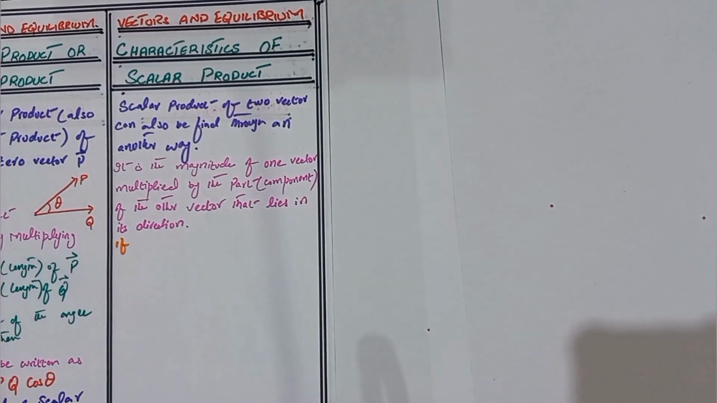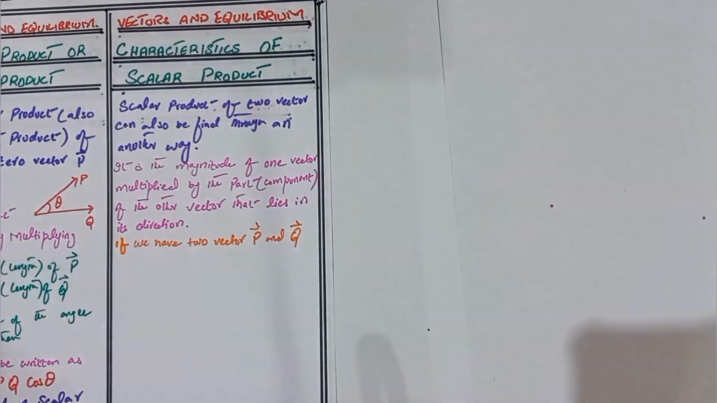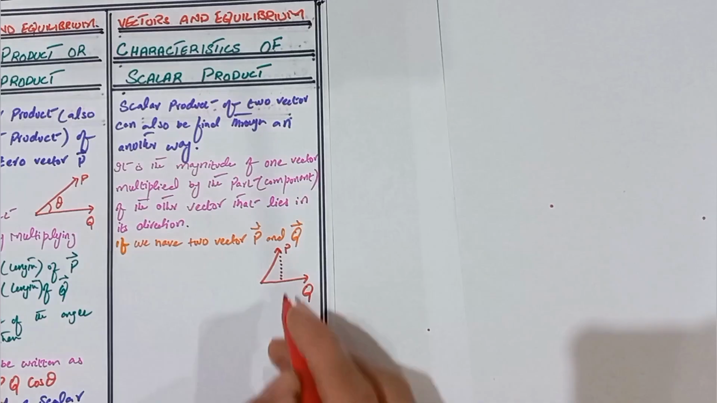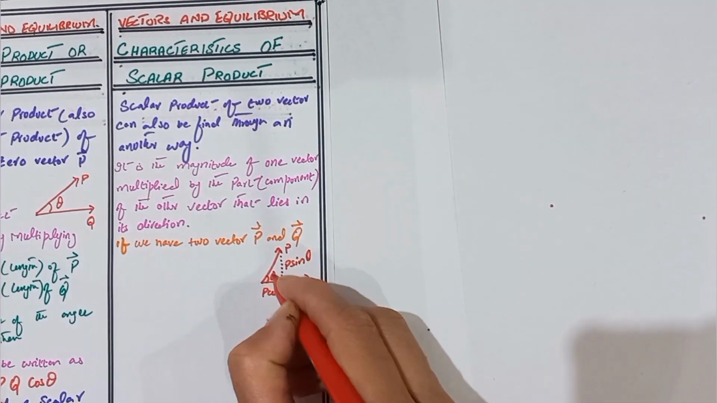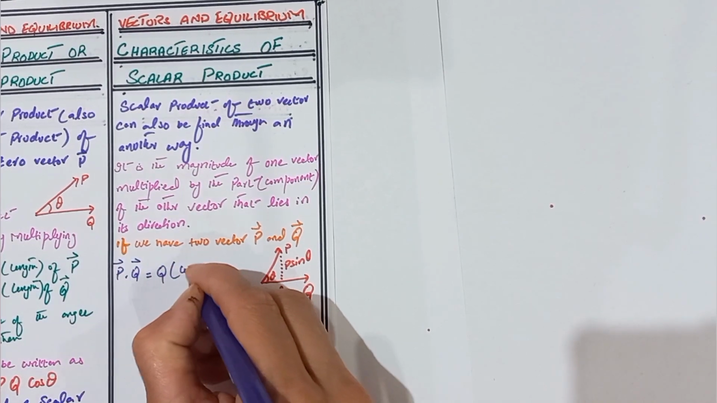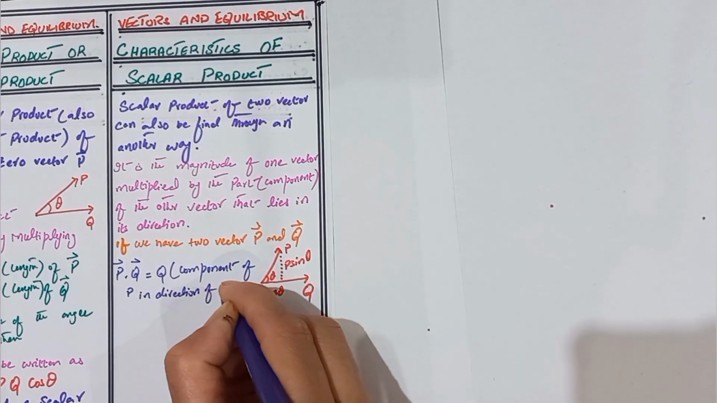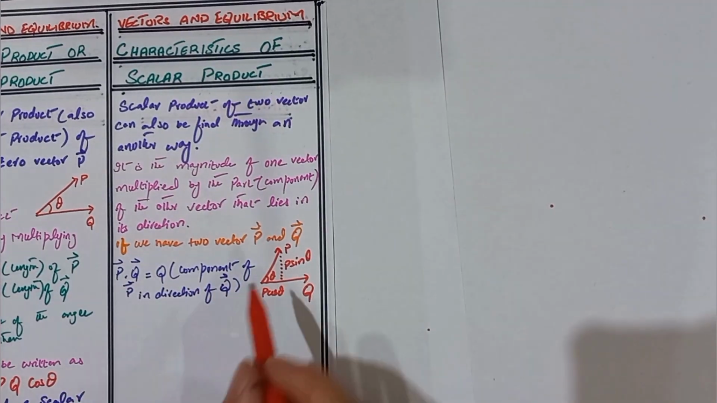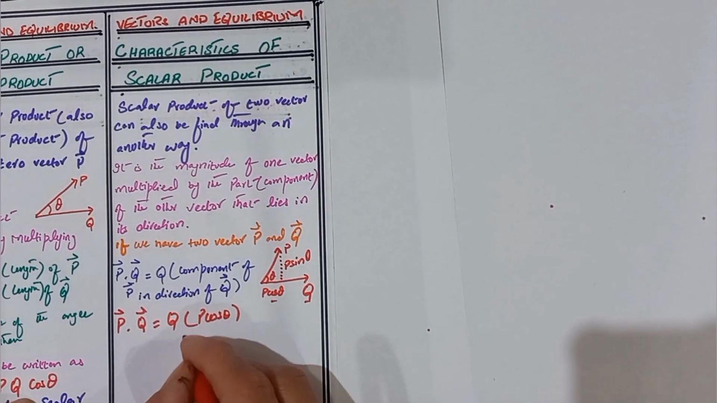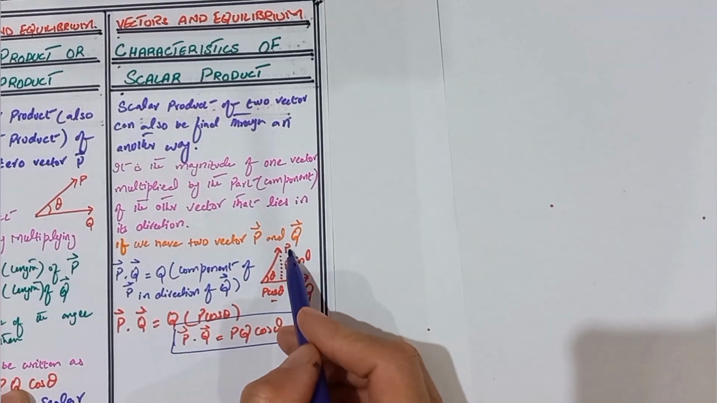If we have two vectors P and Q, here we draw the two vectors P and Q. If we draw the perpendicular from P on Q, that gives two components, P cos theta and P sin theta, and this is the angle theta. So here we can write that P dot Q is equal to Q times the component of P in the direction of Q, that is P cos theta. So P dot Q is equal to Q P cos theta, that is P Q cos theta. This is one equation when we divide the vector P into its rectangular components.